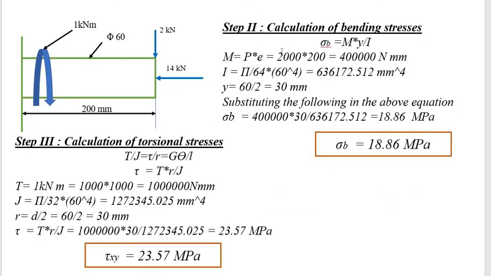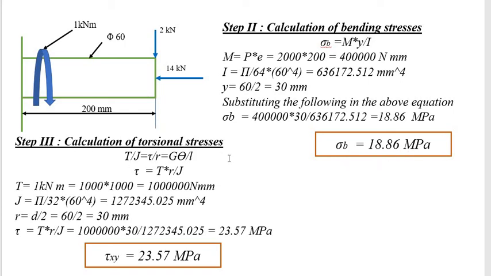The second step is to calculate the bending stresses, which is given by the equation sigma b is equal to My by I. M is equal to P into E or P into L, that is vertical force multiplied by horizontal distance. So here we have got the moment in Newton mm. I is the moment of inertia, and moment of inertia for a circular cross section is given by the formula pi by 64 d to the power of 4, and Y is equal to 60 by 2, that is 30 mm. Substitute the values in the above equation, we will get sigma B is equal to 18.86 MPa.